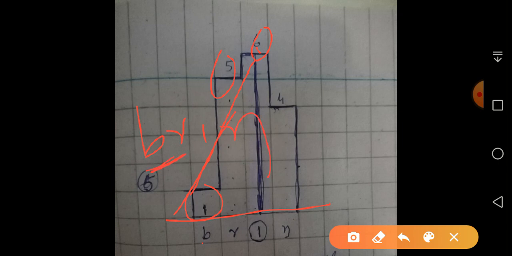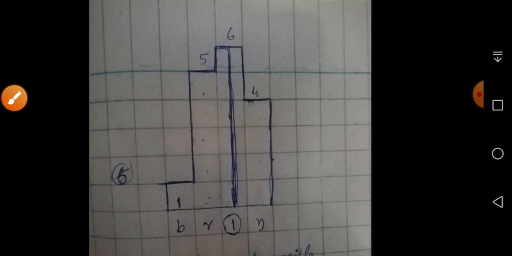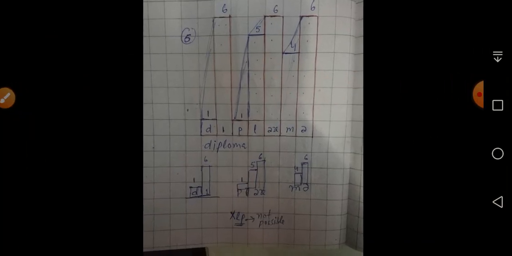Okay, so we can never have any word in English in which R is followed by B, RB. It can never occur because of the sonority or musicality principle.